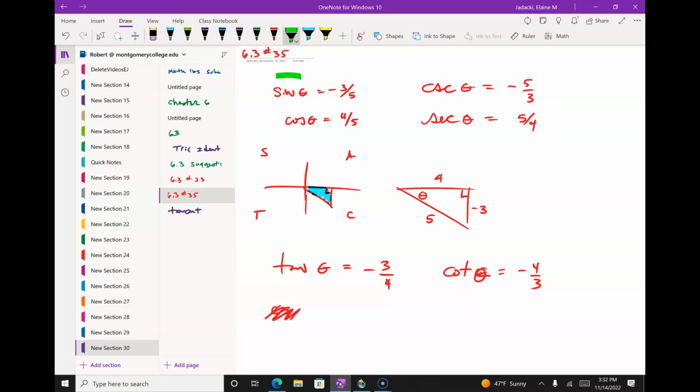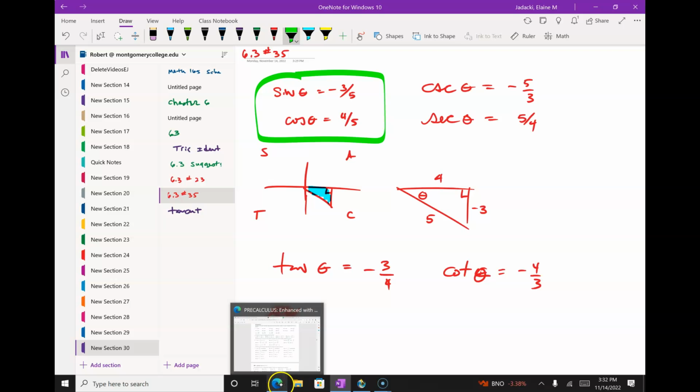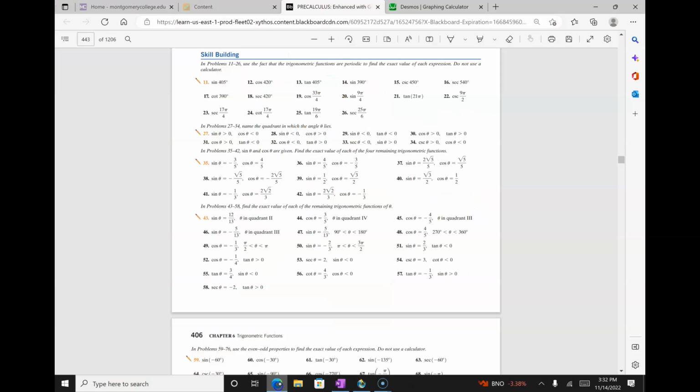So they gave me this, right? And then I had to figure out everything else. But what did I do first? I figured out what quadrant I'm in. Ready? Nice.